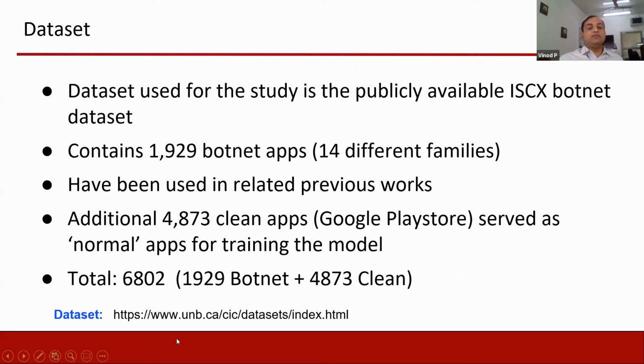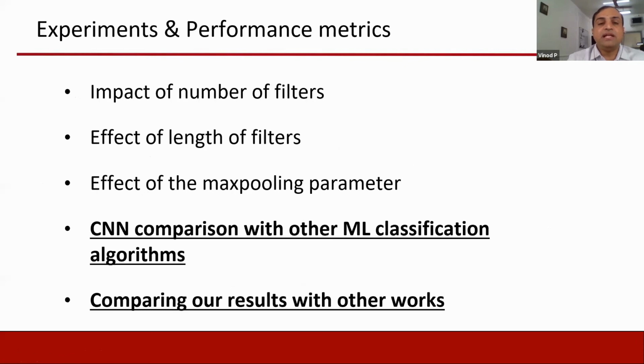We collected the data set from UNB CIC, which is a very famous Canadian university. You can visit this website to get a lot of security related data, especially specific to Android, IoT, or smart grids. We collected approximately 1900 malicious samples, with 4800 benign samples separately collected from Google Play Store. Then we did a detailed analysis on the impact of the number of filters and the length of the filters, and we compared the standard convolution neural network running on the cloud to the machine learning algorithms which researchers have investigated.